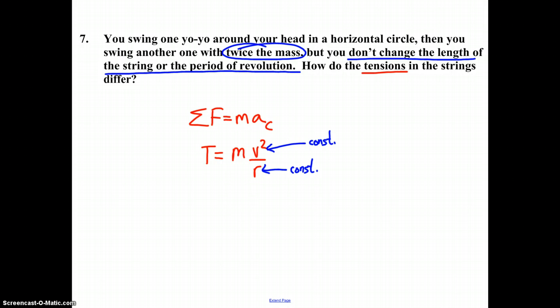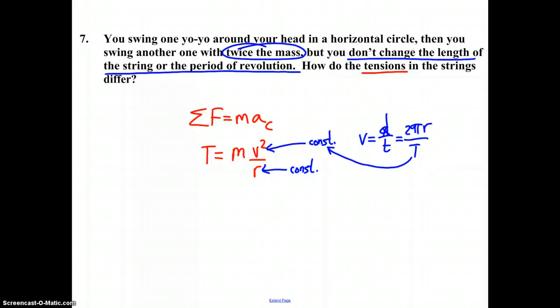Side note for future reference, how would you calculate the velocity given the term period of revolution? Well, v is d over t. The distance would be the circumference of the circular path, so that would be 2 pi r, divided by how much time it takes to get once around the circle. Well, that's called period. So you can see, by not changing the period, that the velocity remains constant also, because you're also not changing the length of the string. So the radius remains constant.